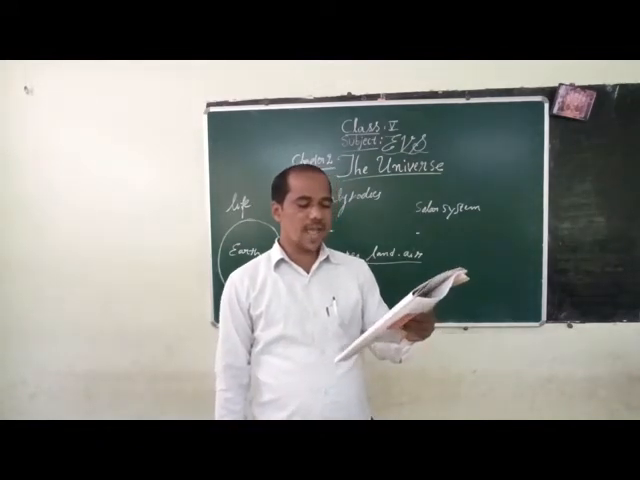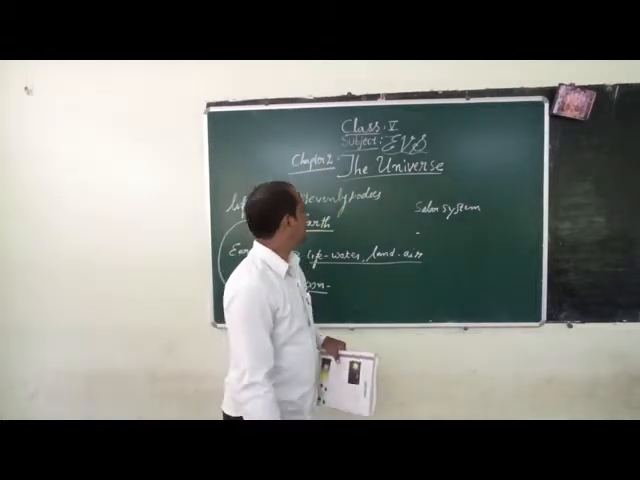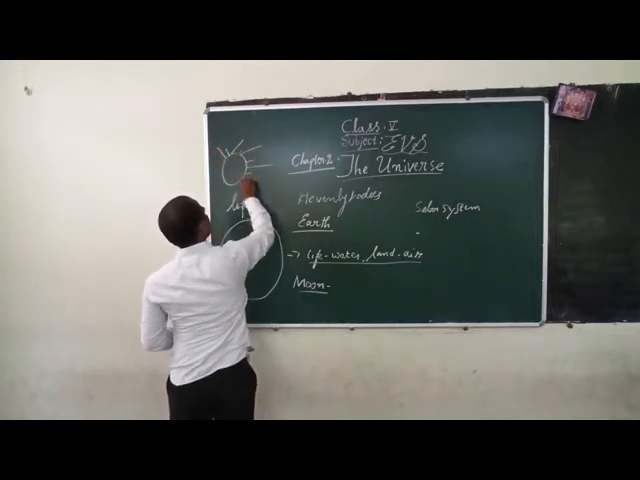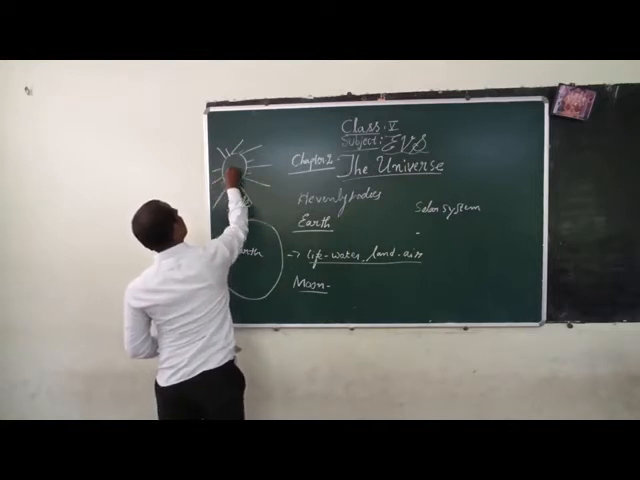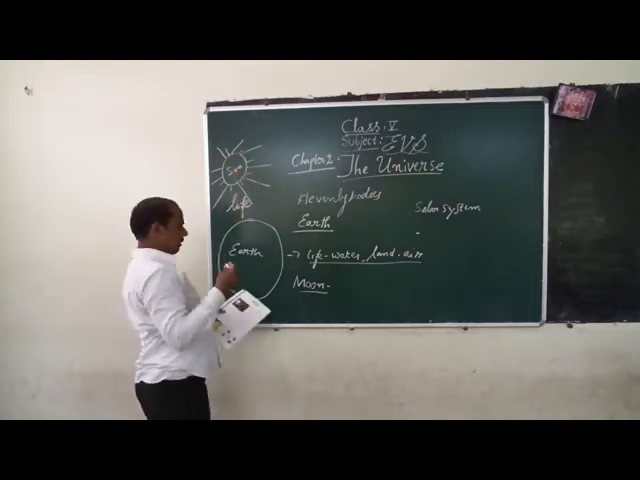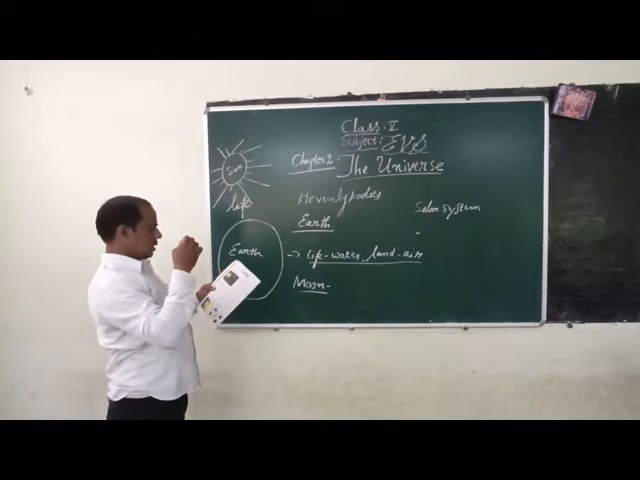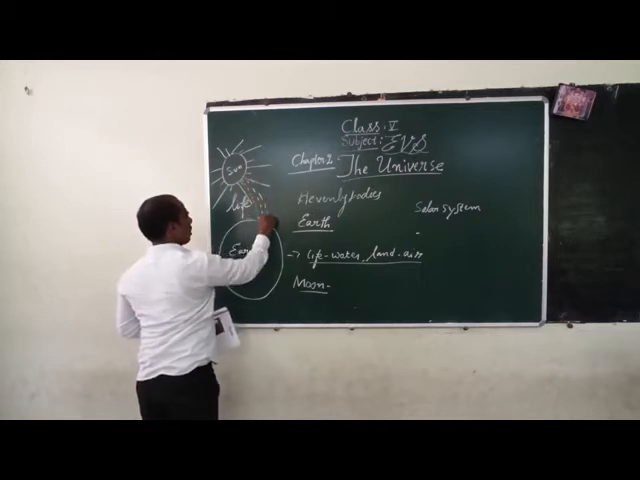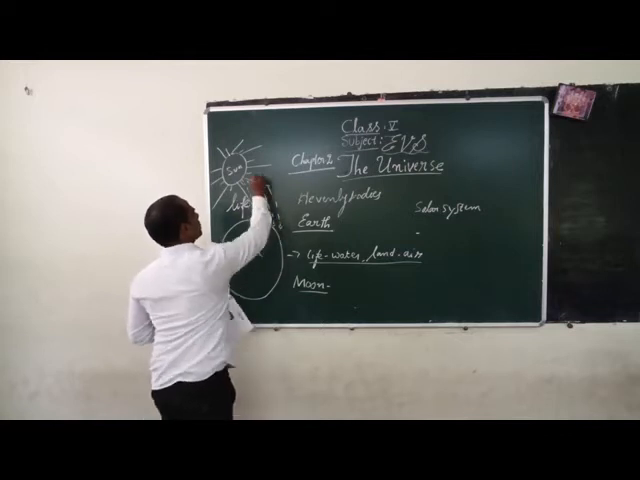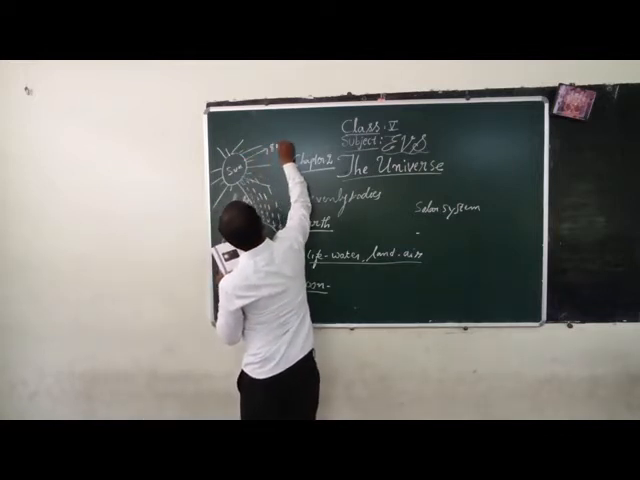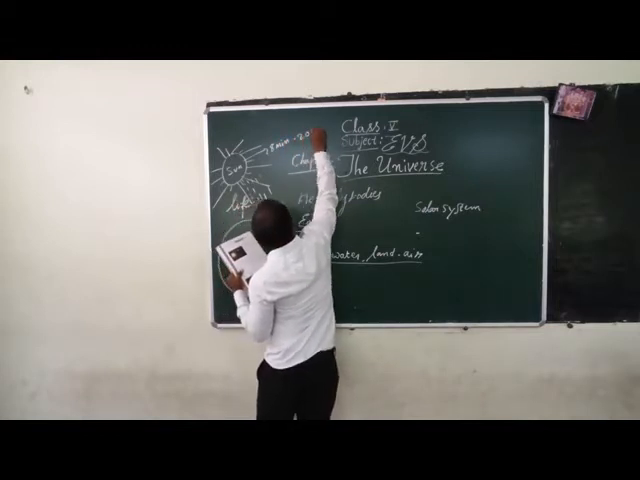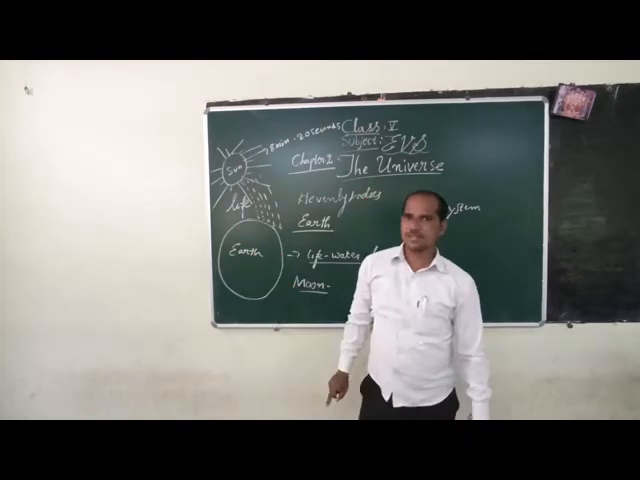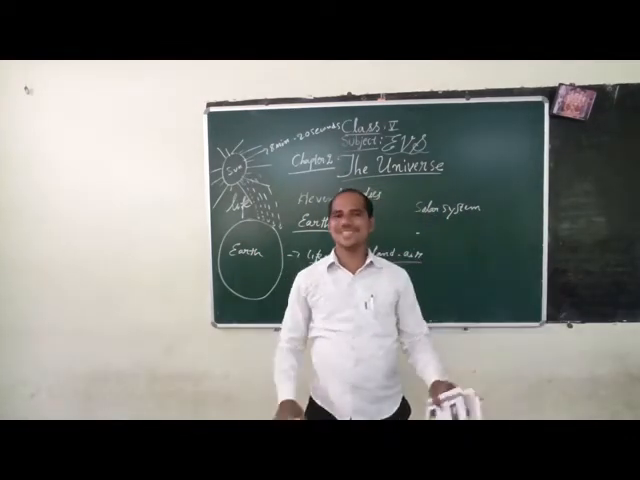The sunlight takes 8 minutes and 20 seconds to reach our earth. When the rays come to the earth, how much time does it take? It takes 8 minutes 20 seconds for the rays to reach the earth. Understood? Early morning, so that we see the light on earth.